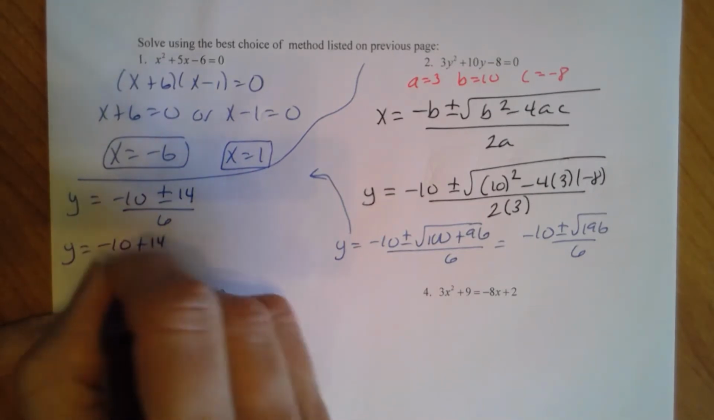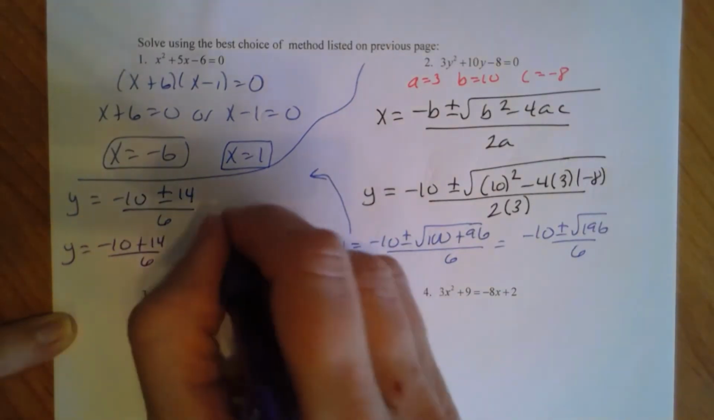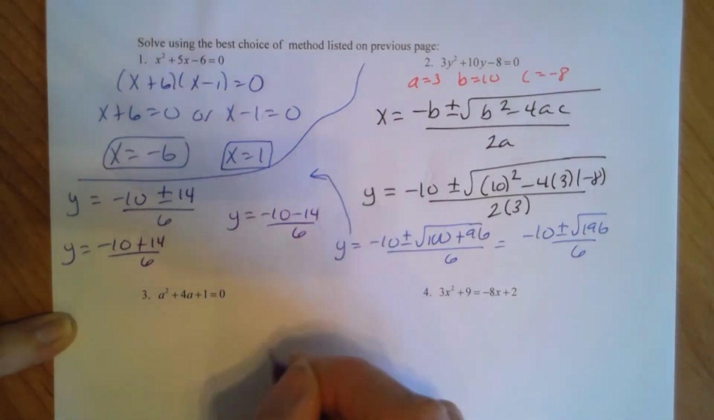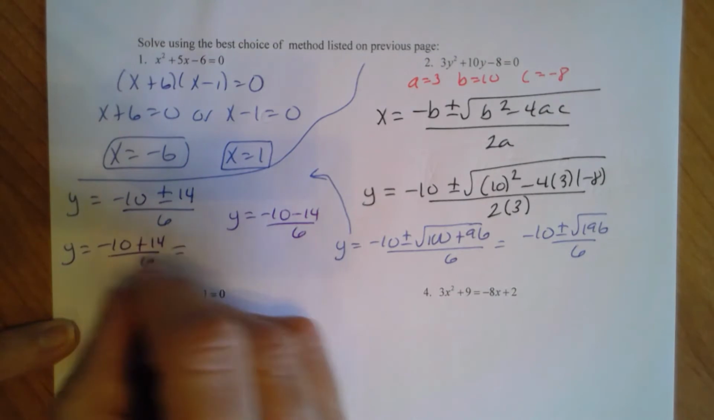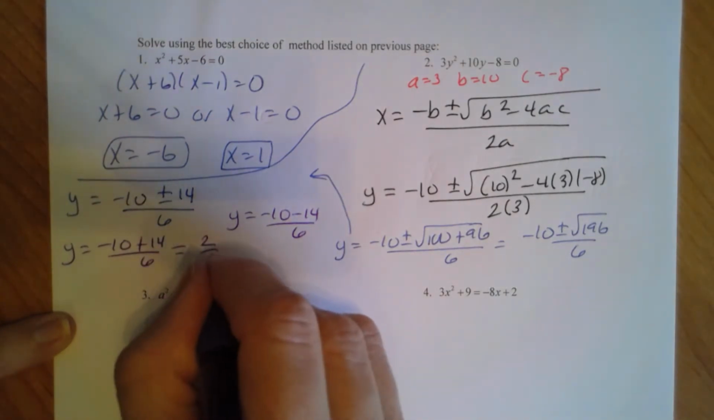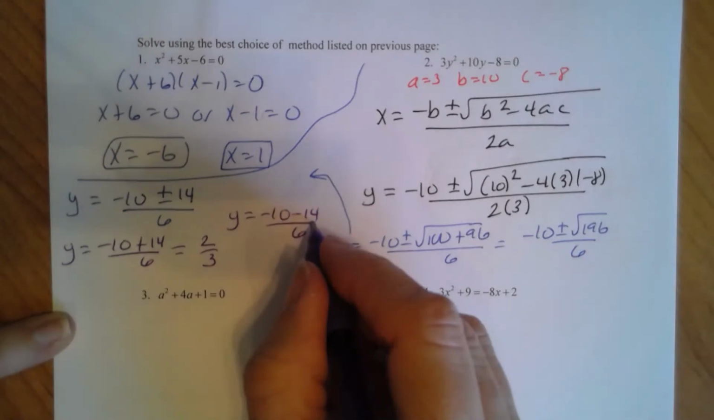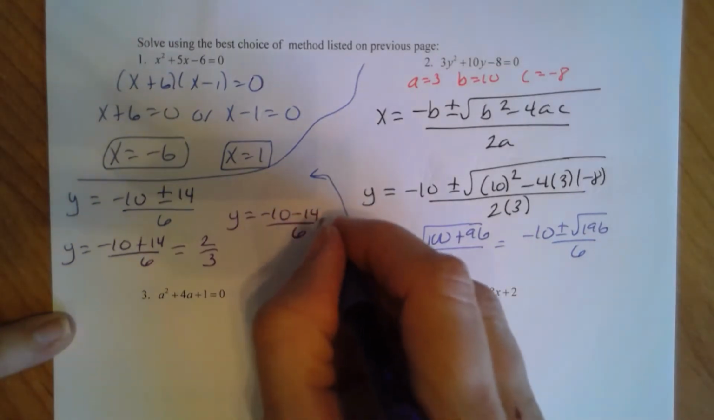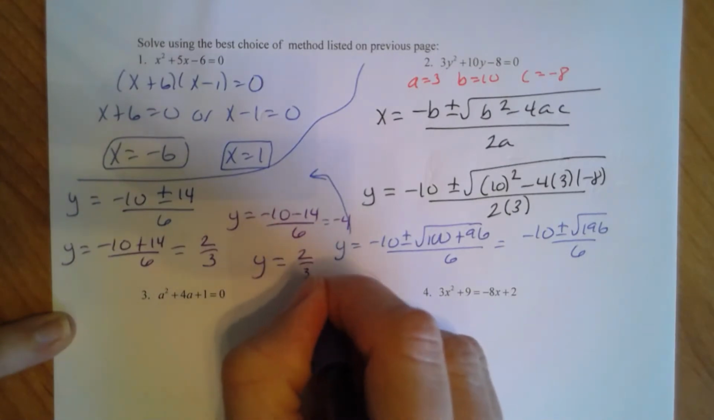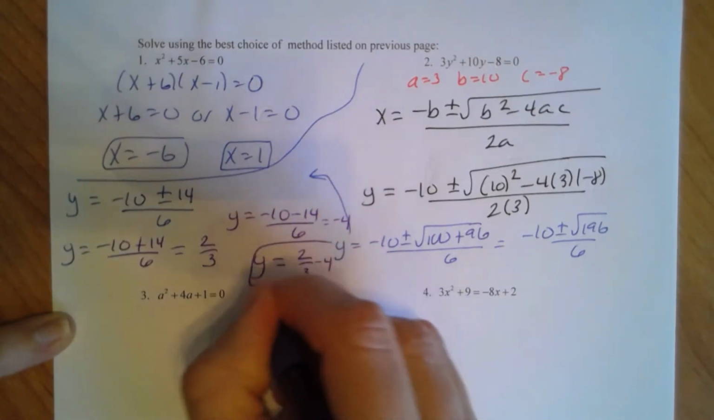Negative 10 plus 14 divided by 6. And the other answer is negative 10 minus 14 divided by 6. So negative 10 plus 14 is 4, and 4 divided by 6 is 2/3. And negative 10 minus 14 is negative 24, divided by 6 is negative 4. So my answers are positive 2/3 and negative 4.